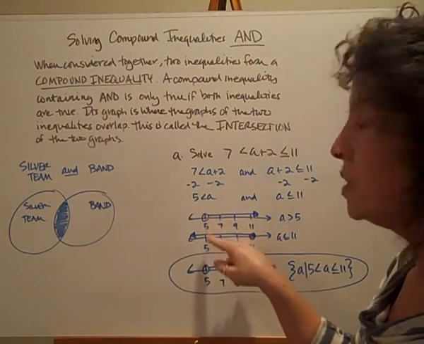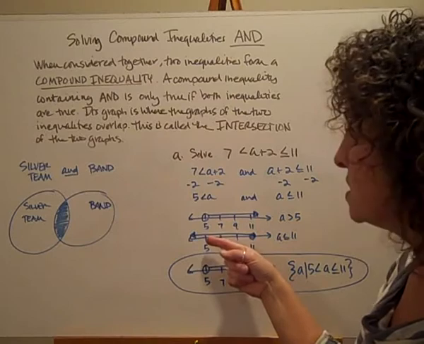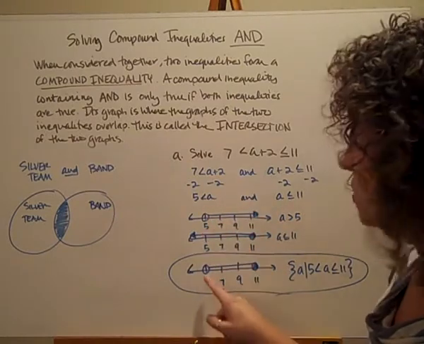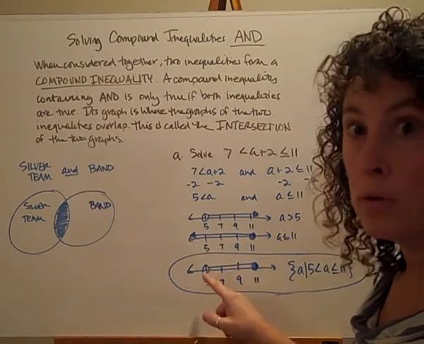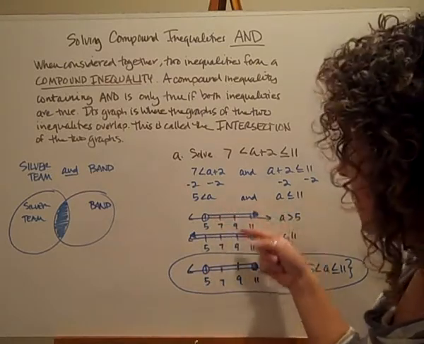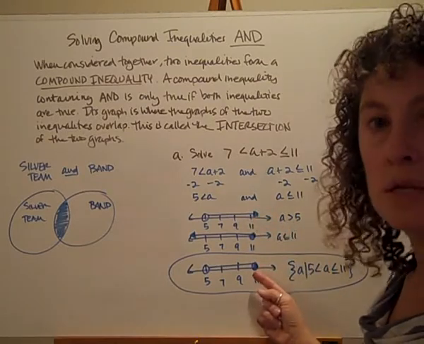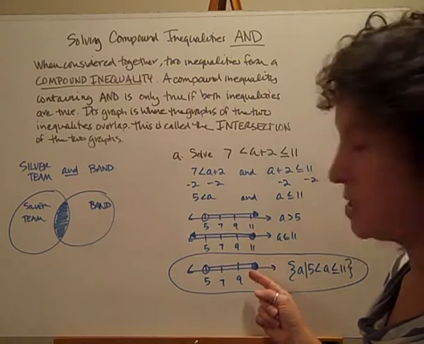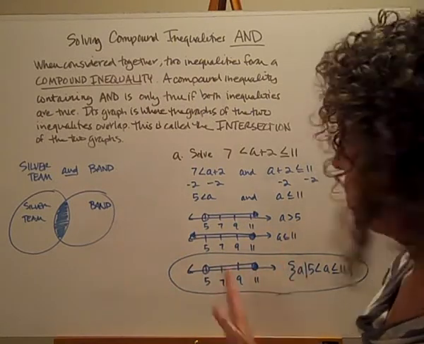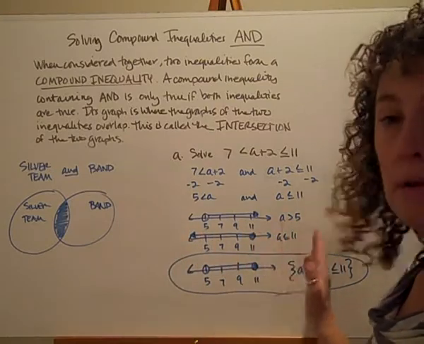Now 5 is only included in one of these sets. 5 is not included in this first set, although it is in the second. Since I'm looking for where they overlap, they do not overlap at 5. So I'm not including the 5, but that's a boundary for me. I'm including what's in the middle, because that overlaps. And then they both include 11. So 11 is going to get a solid circle because that's part of both sets. So I'm really splitting this number line up into 3 parts here. I have what's less than 5, I have what's between 5 and 11, and I have what's greater than 11.